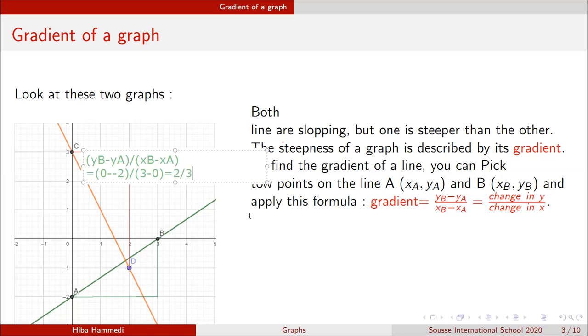And this is how you describe it, okay? And this is why the gradient is positive. This is why it's growing, okay? The values of y are growing if we go from left to right in the values of x, right? So this is for the green one.